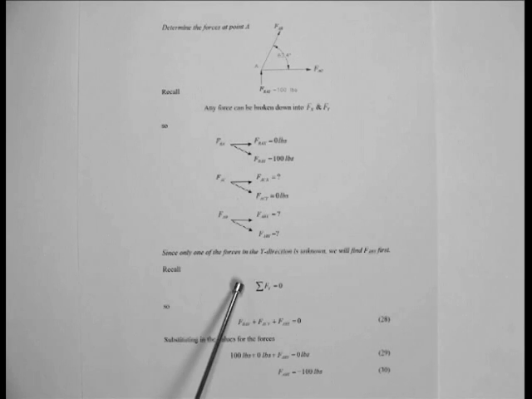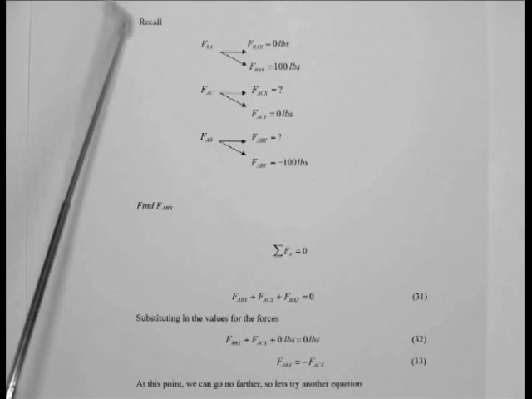Recalling again that the sum of the forces in the y direction is 0, the force RAY, the force ACY, and the force ABY all equal 0. If we then substitute in the known values for the forces, we get 100 pounds plus 0 pounds plus the force ABY is equal to 0 pounds force. Thus, the force ABY is equal to negative 100 pounds.